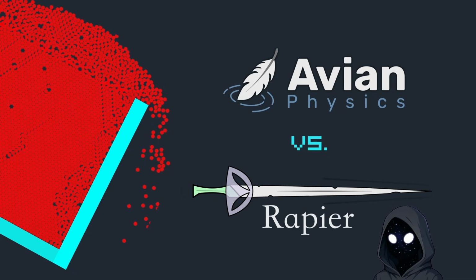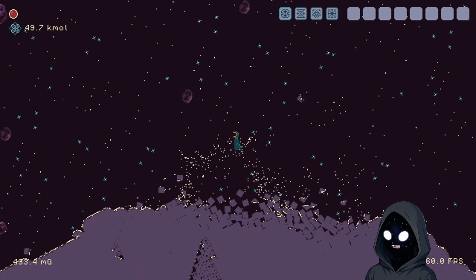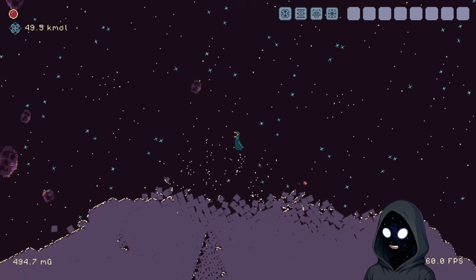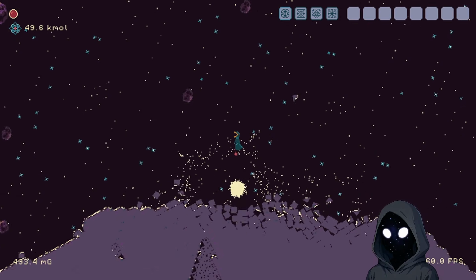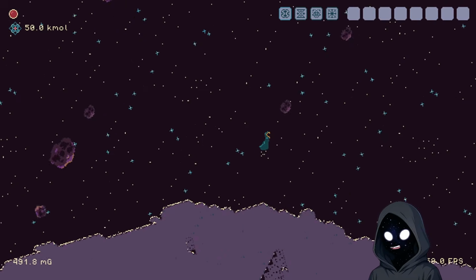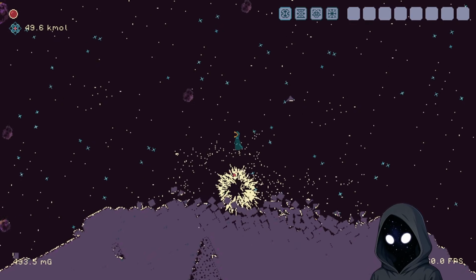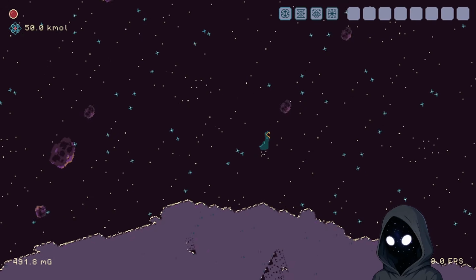Hello gamers and game developers, welcome to the Avian versus Rapier physics benchmark. A little bit of a background first. I have started working on a game where the whole environment is supposed to be destructible and blocks will fly around and have full physics and everything, as you can see in the GIF here.